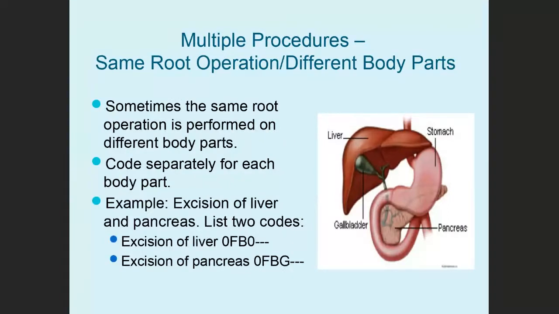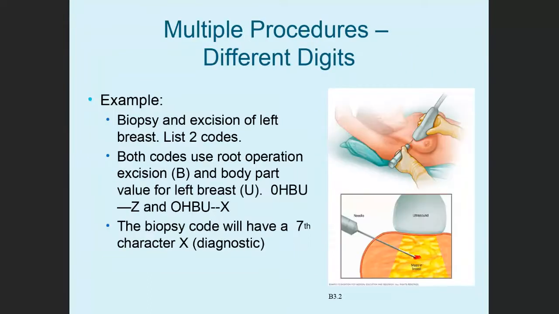So what if it's the same root operation but different body parts? In this case, again, two codes are listed with the root operation value the same, but the body part values different. So excision of liver and pancreas, you're going to list two codes, 0FB0 and 0FBG. It's the body part value that will be different. Sometimes other values are different.